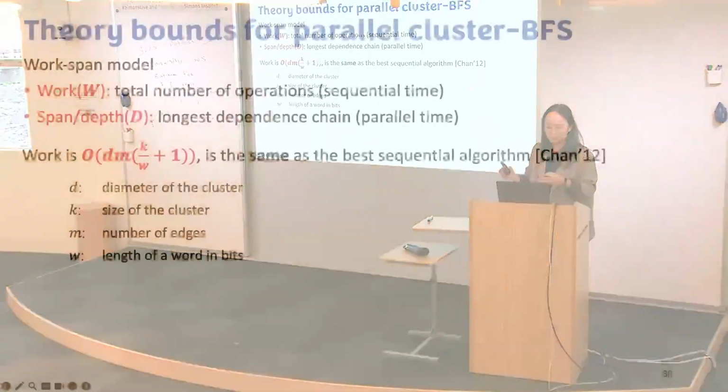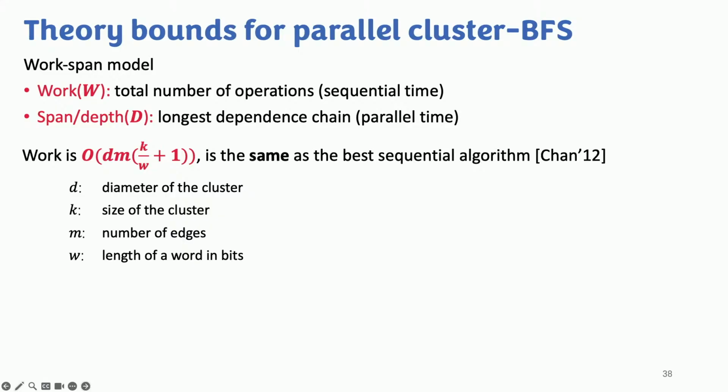We use the work-span model for the parallel Cluster-BFS, where the work is the total number of operations and the span is the longest dependency chain. The work of Cluster-BFS is D times m times k over w plus 1. Here, D and k are the diameter and the size of the cluster, m is the number of edges, and w is the number of bits in a word. And it is the same as the best sequential algorithm presented in Chan's algorithm. So it is work efficient.